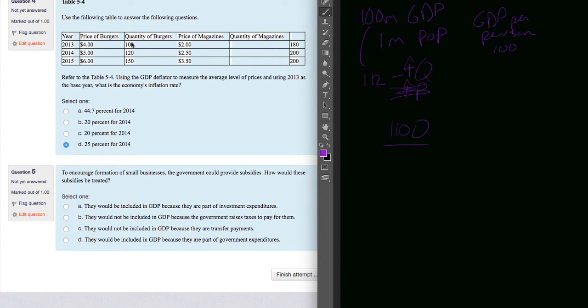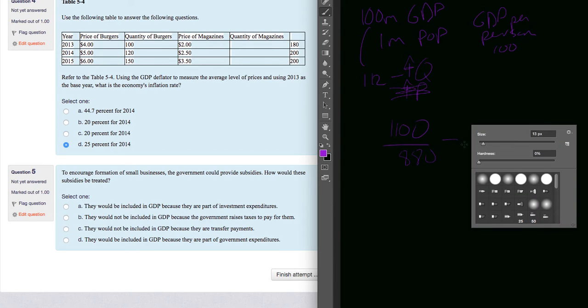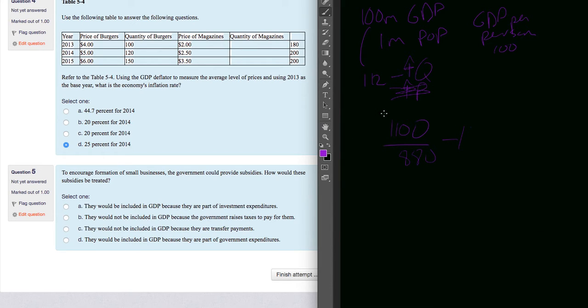And my real GDP would be using the same quantities but the other year's prices. So here 120 times 4 is 480, and 200 times 2 is 400. So this would be 880. And once again, if I do nominal over real, minus 1, times 100, if you calculate it out, you would once again see that this is equal to 25%.